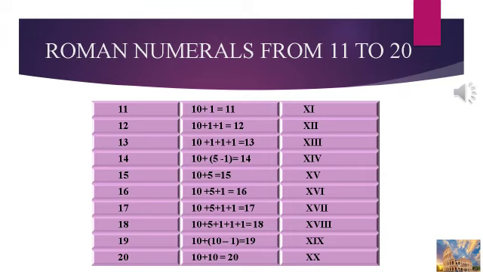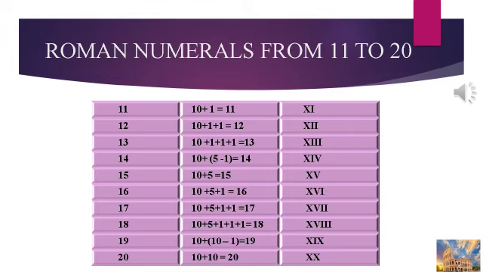Now, let us learn how to write Roman numerals from 11 to 20. 11 can be written as 10 plus 1, where 10 is represented by X and 1 is represented by I. Therefore, 11 equals XI. 12 can be written as 10 plus 1 plus 1 equals XII.